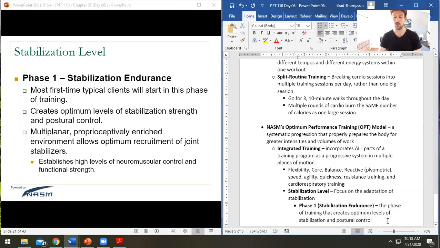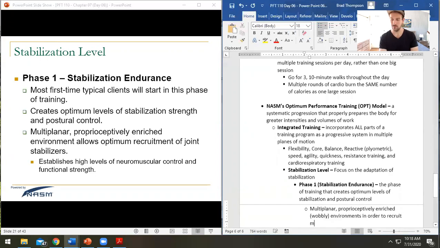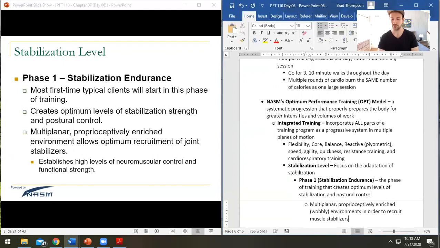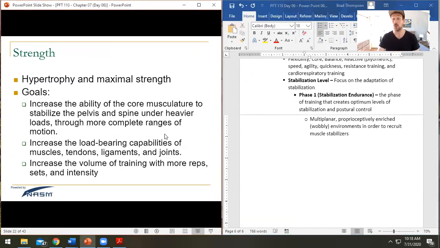In order to train into phase 1, we want to use multiplanar, proprioceptively enriched, which really just means wobbly, environments in order to recruit muscle stabilizers, right? So that's the whole goal of phase 1. We're really just focusing on unstable exercises, and that's how we build stability, right?